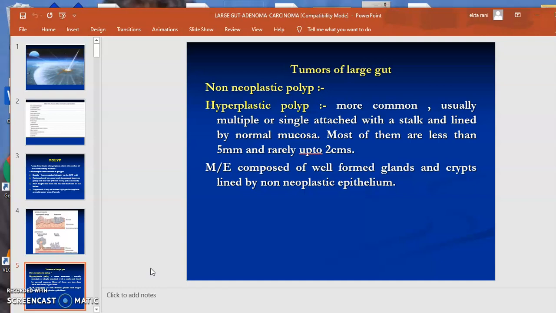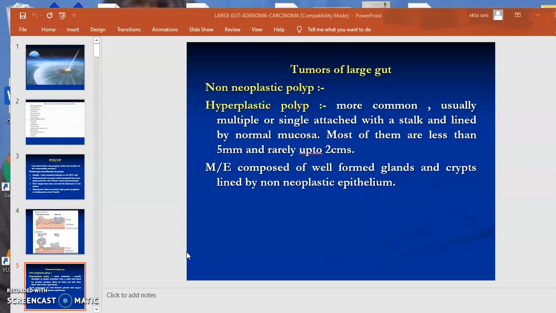Now hyperplastic polyps. They are the most common polyps of the gut and are usually multiple or maybe single, attached with a stalk and lined by normal mucosa. Hyperplastic polyps are mostly less than 5 mm, but they can reach up to 2 centimeters.